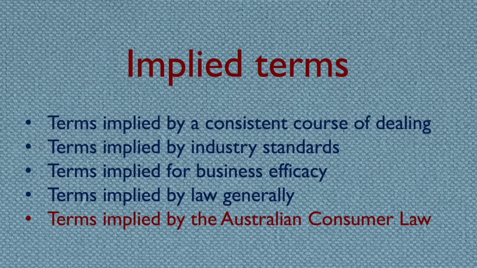Next, there are a bunch of terms which are implied into consumer contracts under the Australian Consumer Law. The Australian Consumer Law operates throughout Australia by agreement between the Commonwealth and all the state governments. We find the Australian Consumer Law as a schedule to the Competition and Consumer Act 2010. The consumer law makes a bunch of rules that only apply to consumer contracts.